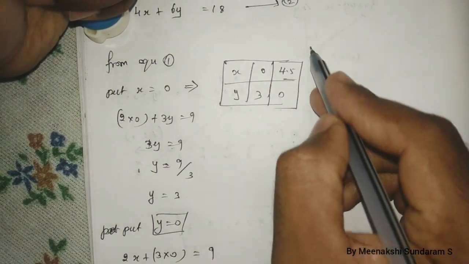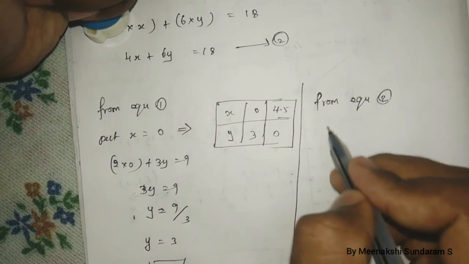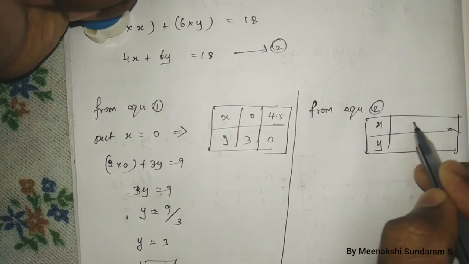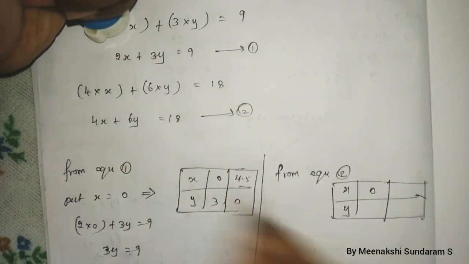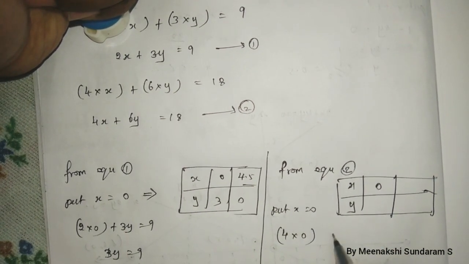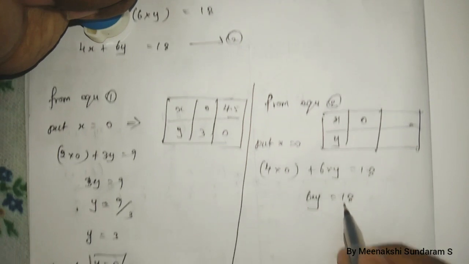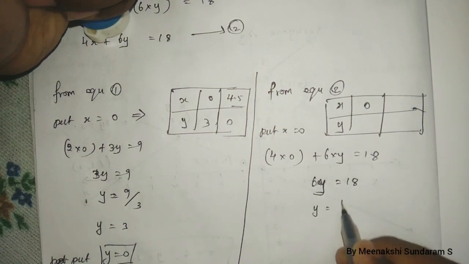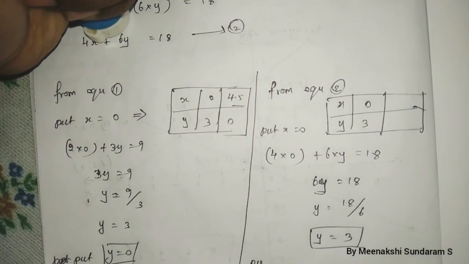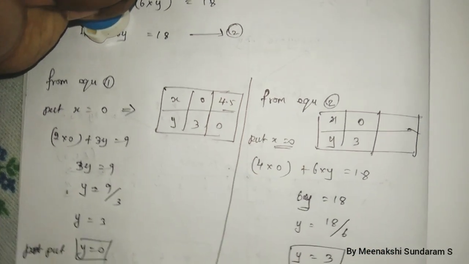So next, for equation 2, make a table with x and y. First point, x is 0. So in the second equation, put x equal to 0. So 4 into 0 plus 6 into y is equal to 18. So 6y is equal to 18, then y is equal to 18 by 6, so y is equal to 3. Next, the opposite: y is equal to 0. First we put x equal to 0, next we put y equal to 0. Clear? Now y equal to 0.